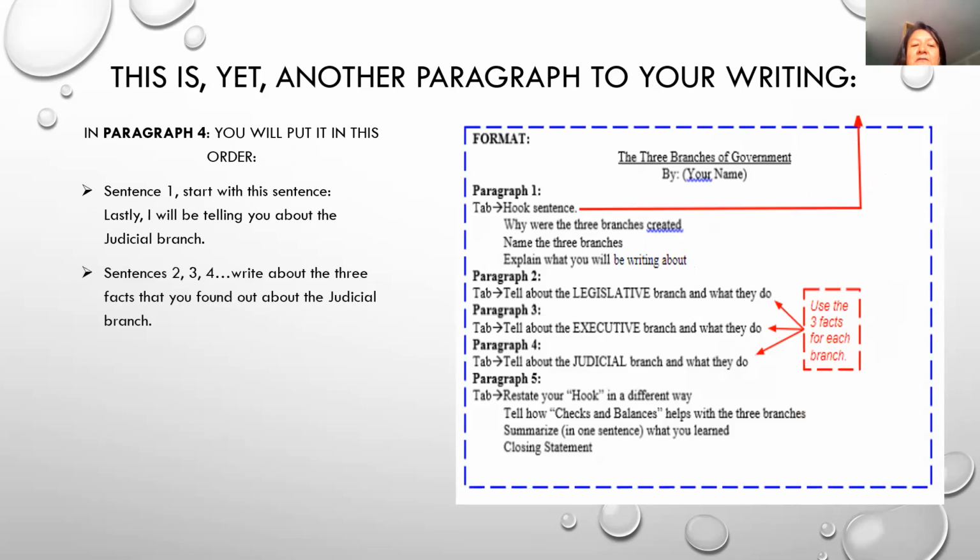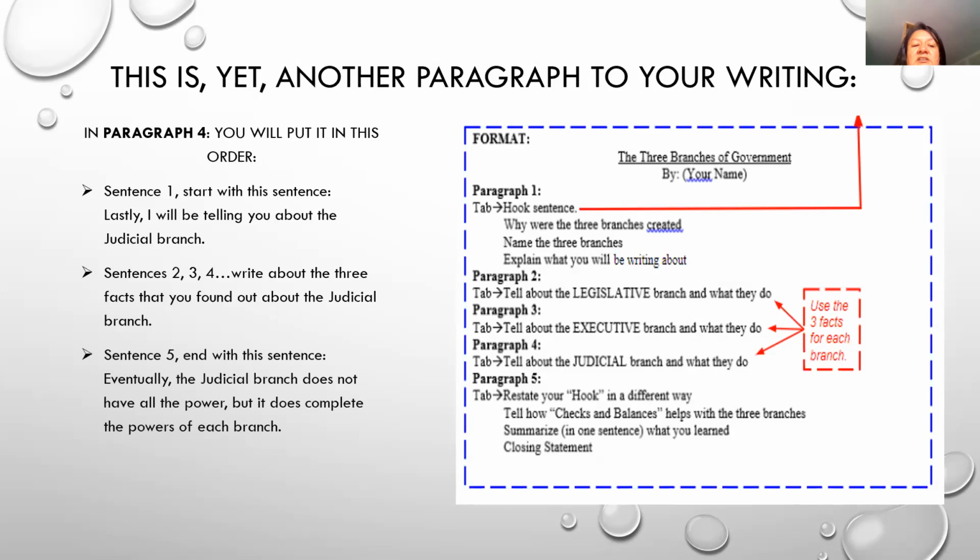Sentences 2, 3, and 4, you are going to write about the 3 facts that you found out about the judicial branch. Sentence 5, end with this sentence. Eventually, the judicial branch does not have all the power, but it does complete the powers of each branch.